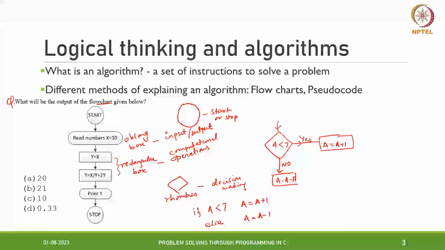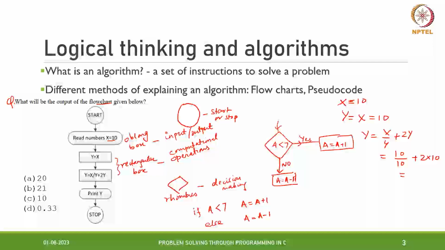So we start the flowchart, we read the numbers x equals 10, so we have some number x and we are saying that the value is read as 10. Now in the next box we are saying that there is some number y, and that has the same value as x has, that means it has the value of 10. And in the next box we are saying that y equals x by y plus 2y. Now when you say x by y, x is already 10, y is already 10, and 2 into y, y is 10.